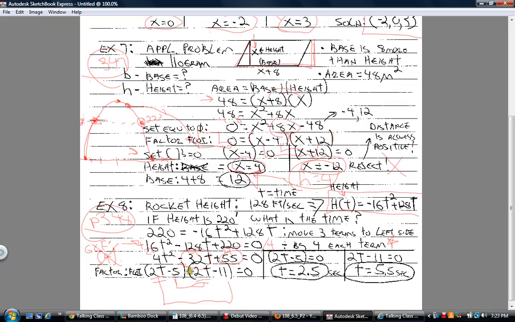The hard part's done. You've got the 2 sets of parentheses. Inside here, each of these parentheses, the zero factor property tells you take the parentheses, set them equal to 0, solve for t. You got the idea, add 5 to both sides, divide by 2, same thing, add 11, divide by 2, and you get your final answers.